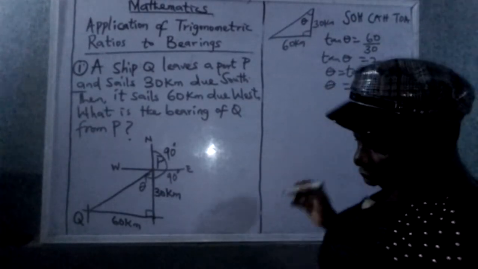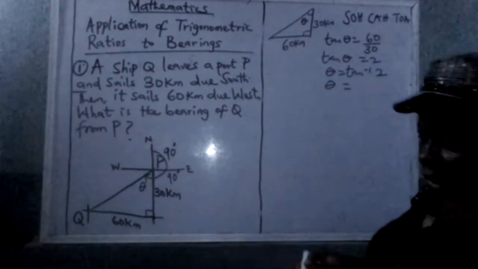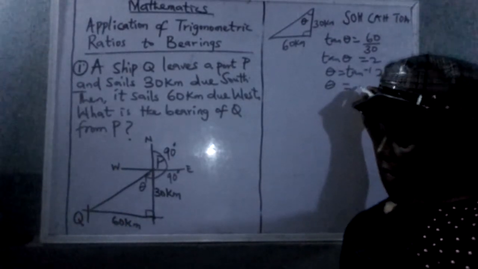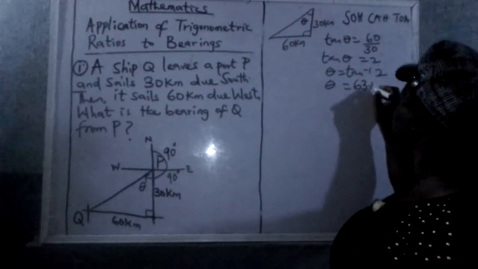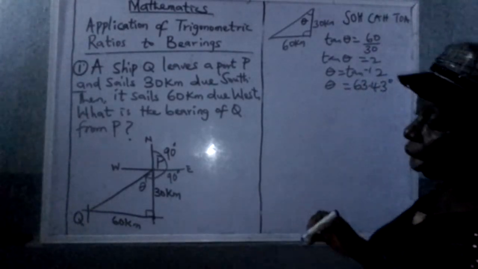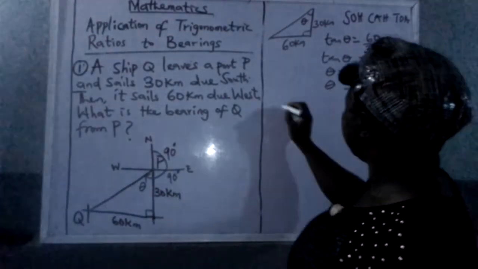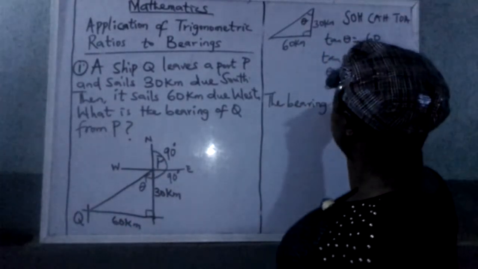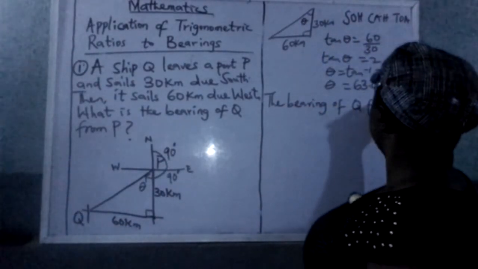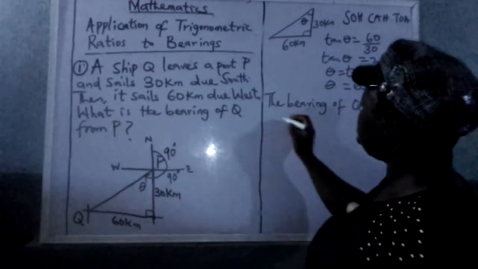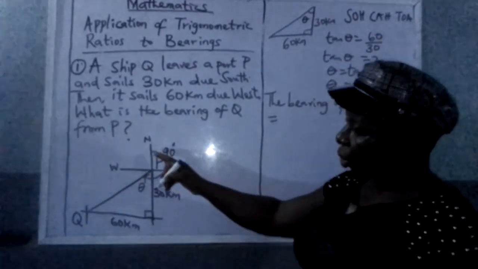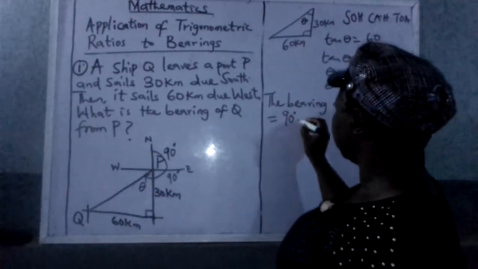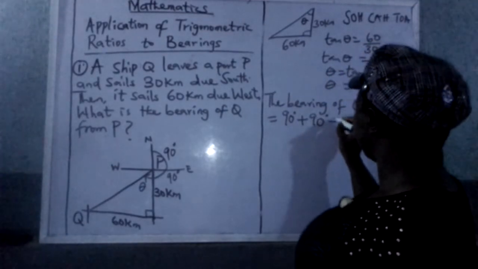Then if you use your scientific calculator or you make use of your four-figure tables, theta will be equal to 63.43 degrees. That is the value of theta. So the bearing of Q from P will be equal to, don't forget I said you start from the north, 90 degrees plus 90 degrees plus theta.